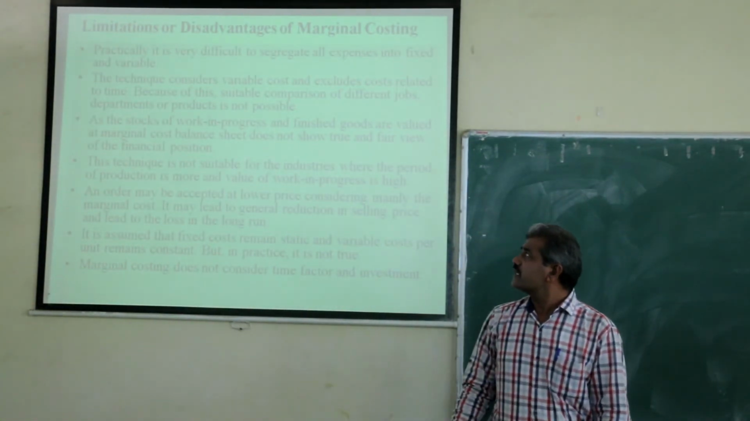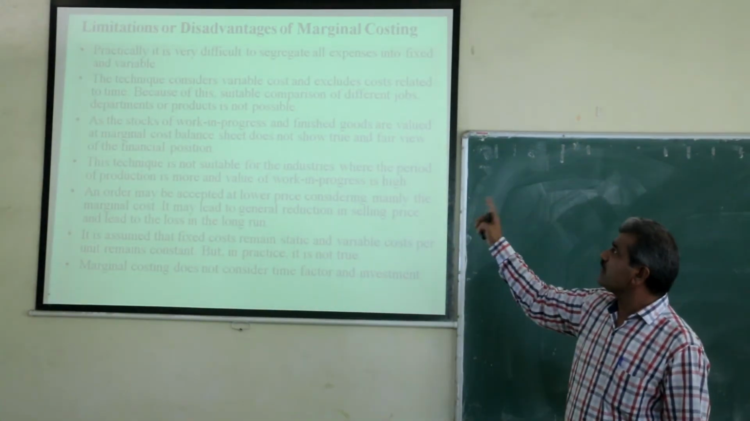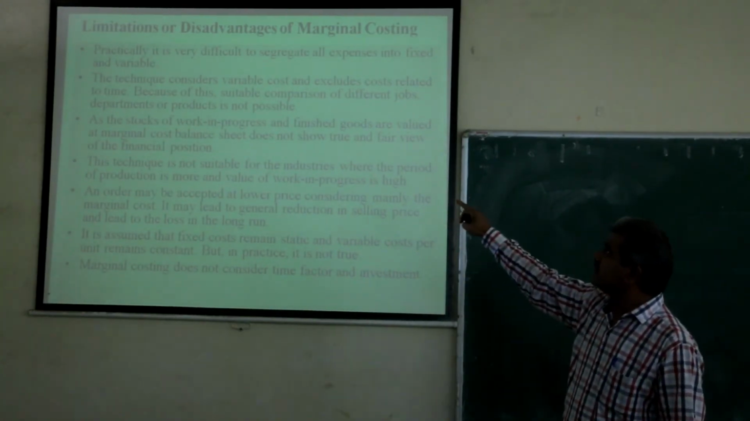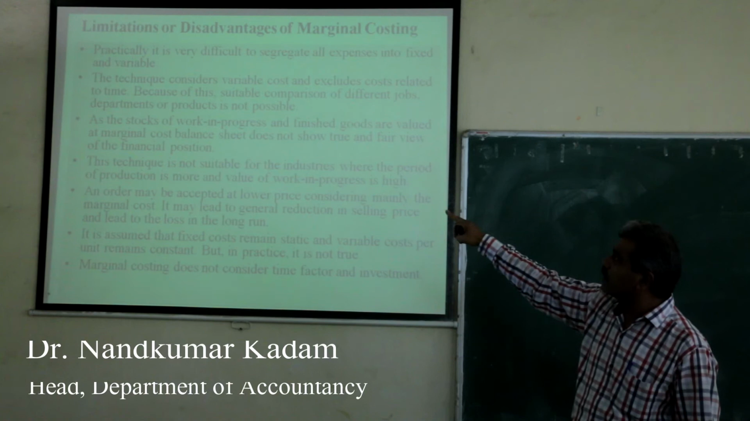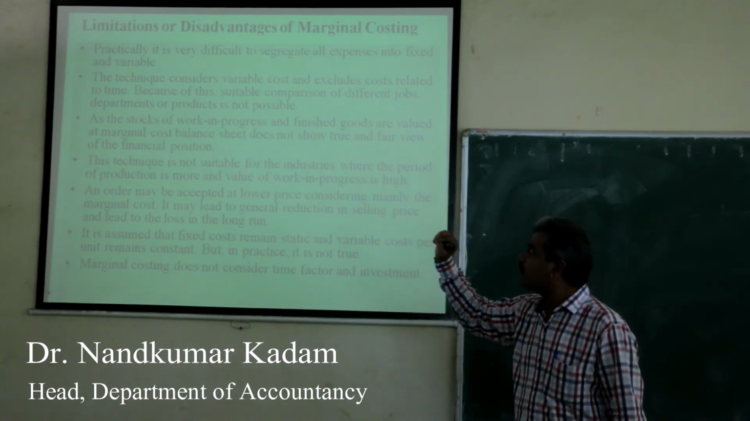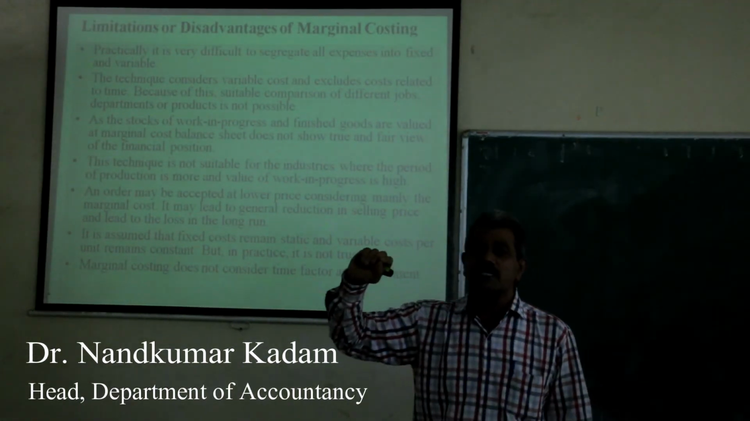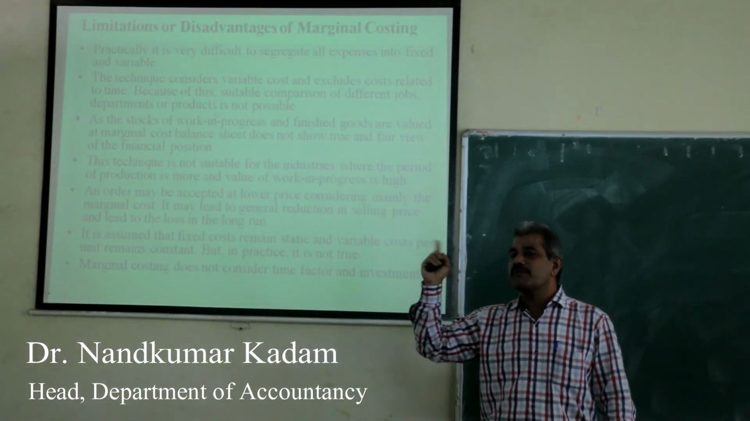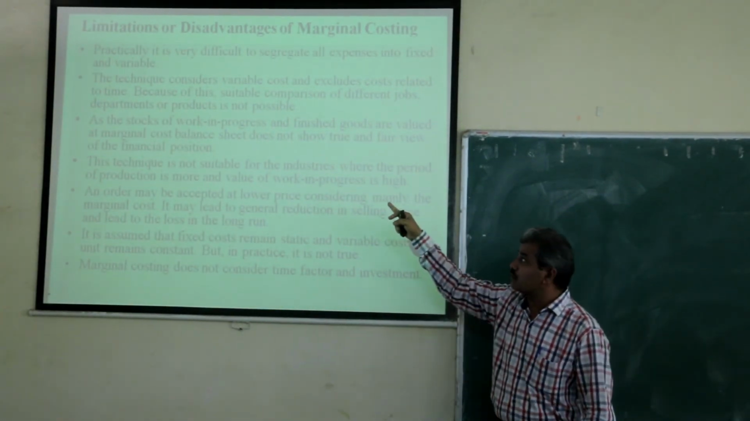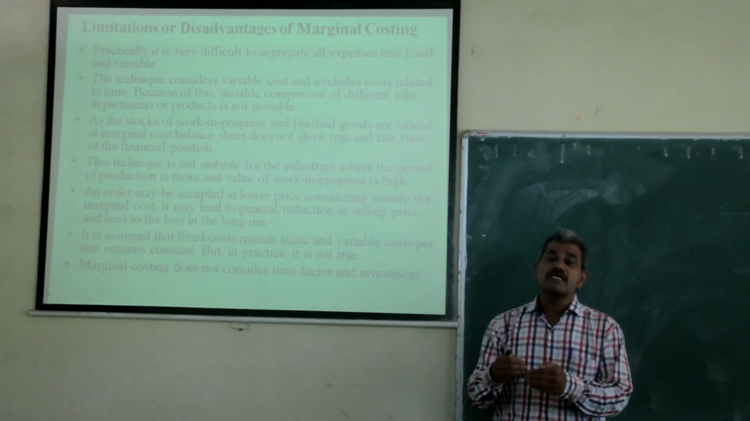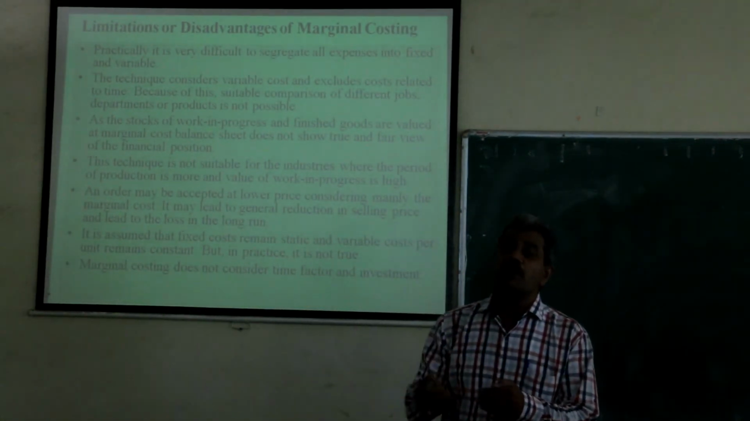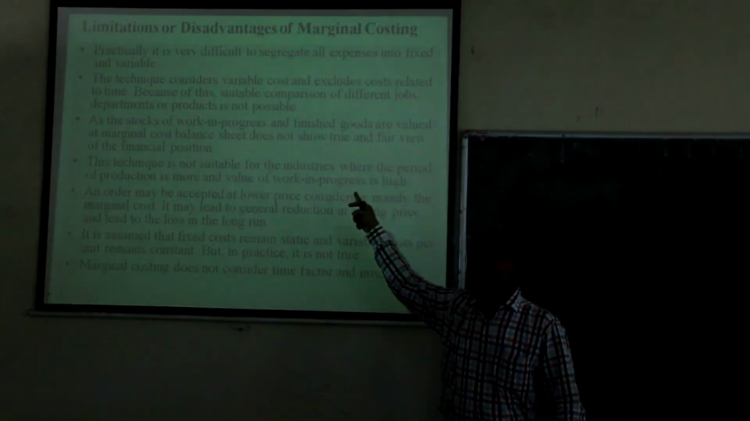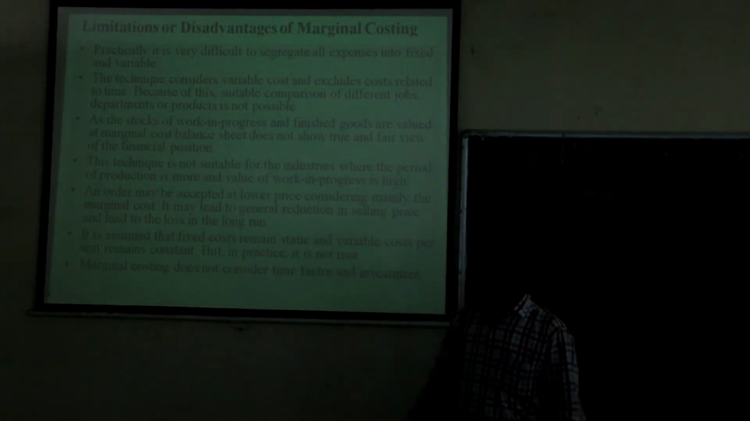Next, the technique considers variable cost and excludes cost related to time. Because of this, suitable comparison of different jobs, departments or products is not possible, because in marginal costing and CVP analysis we consider only the variable cost or marginal cost and we exclude the fixed cost. If we are not considering fixed cost, which is the most important part of the total cost, then automatically the comparison will not be beneficial.